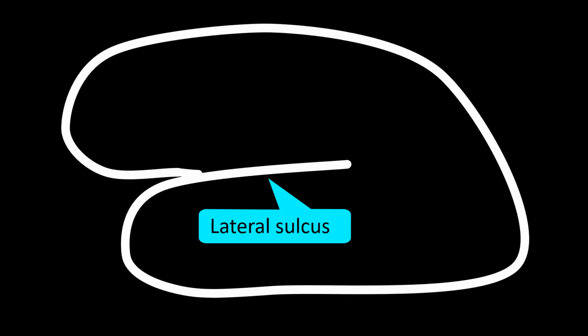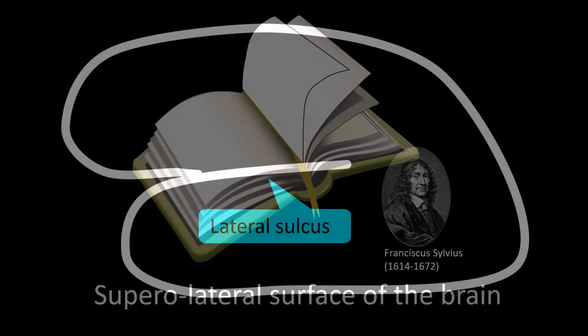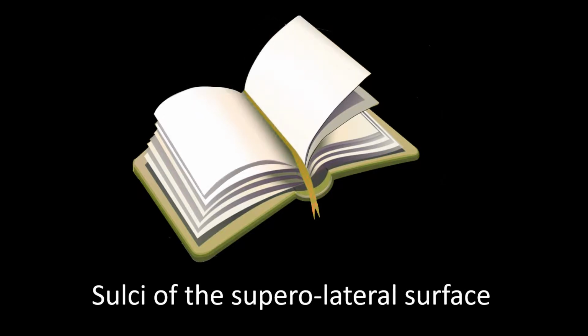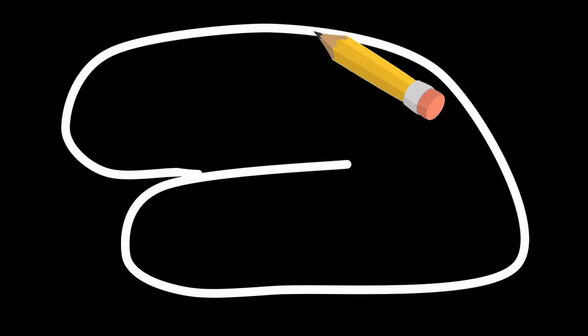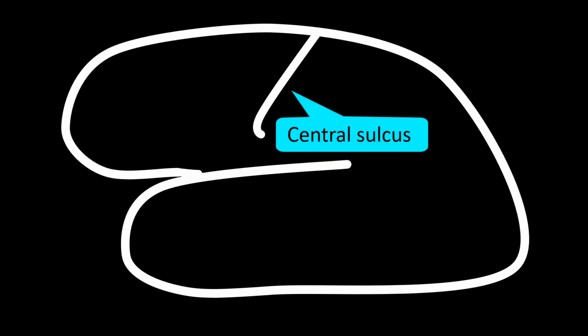This is the lateral sulcus, named after Franciscus Silvius Bacon. So we have drawn the superolateral surface of the brain and will proceed to label the sulci. On the dorsal surface, about halfway between the occipital and frontal poles, a little towards the occipital pole, draw a line slanted forward. This is the central sulcus.